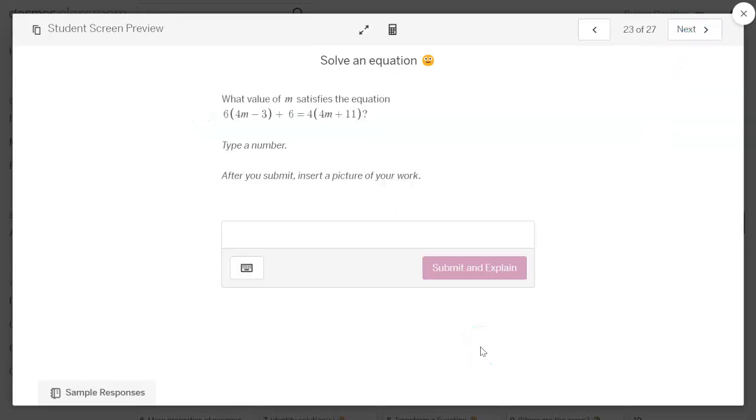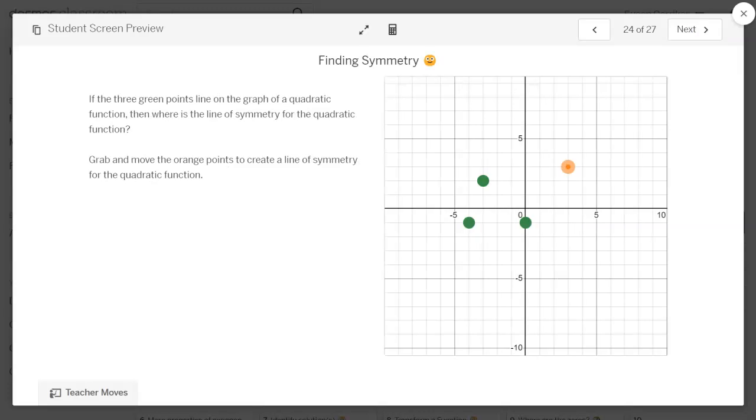Here we have a standard equation with the variable m. To solve the equation, they will write it out on a whiteboard. Now this is one we've never done before, so this is brand new.